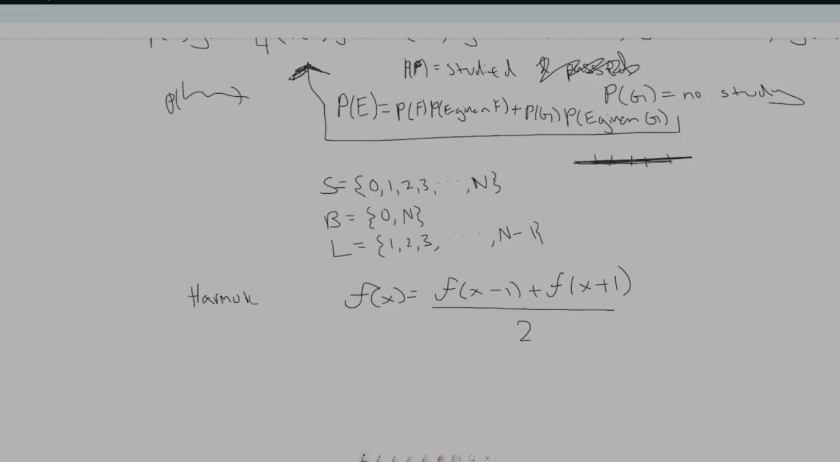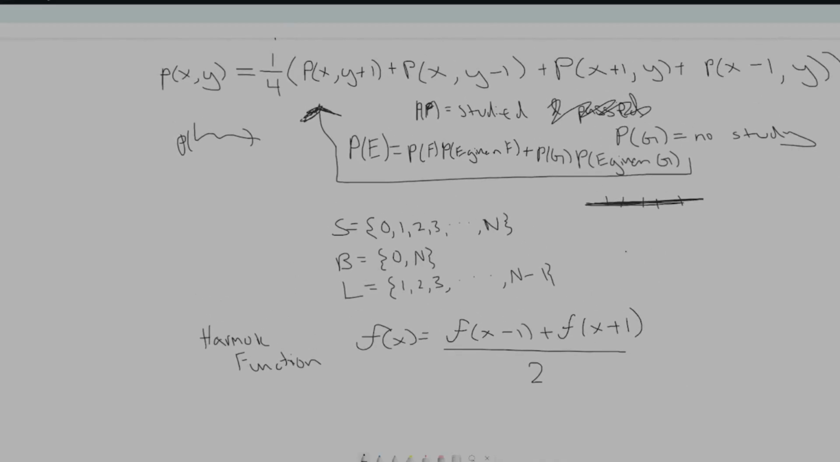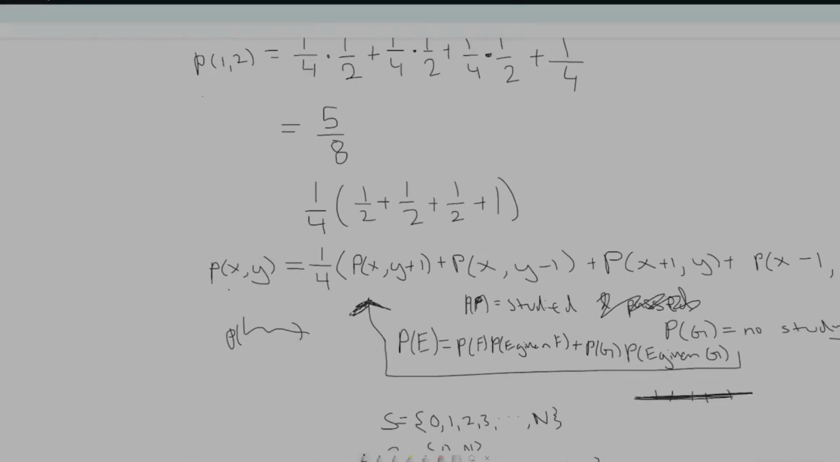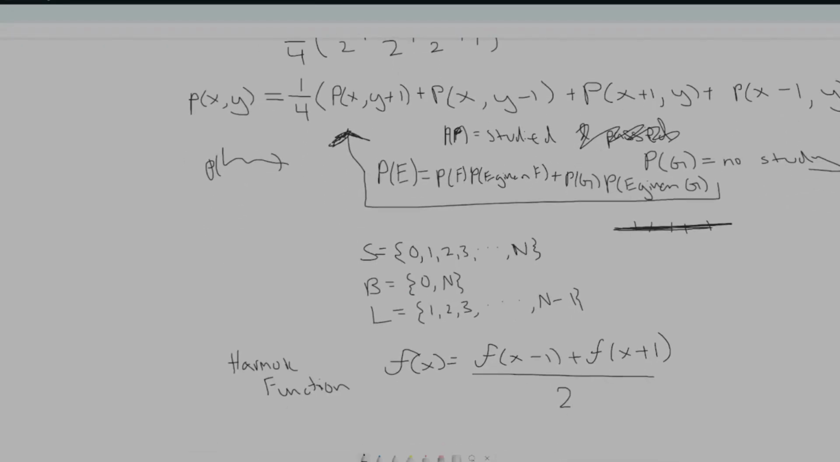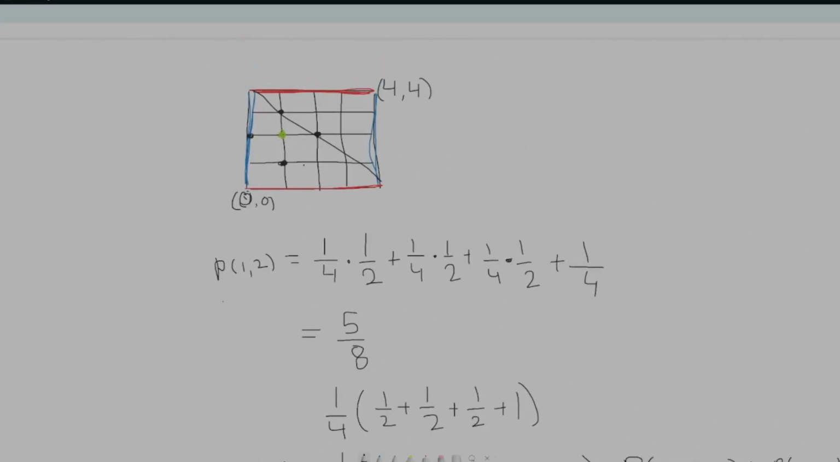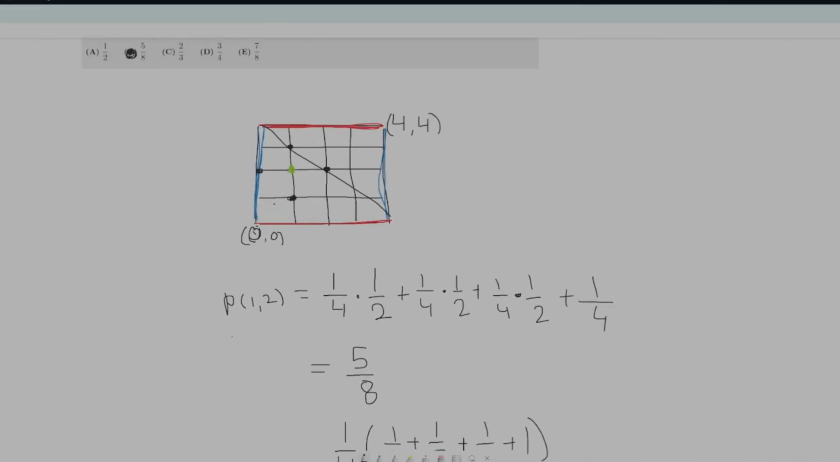And our frog problem is actually a harmonic function because it's the average of the points surrounding it. But this is a discrete one because it's bounded by the square, right?